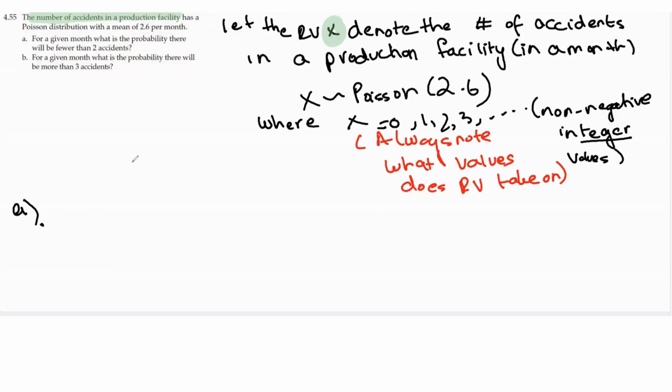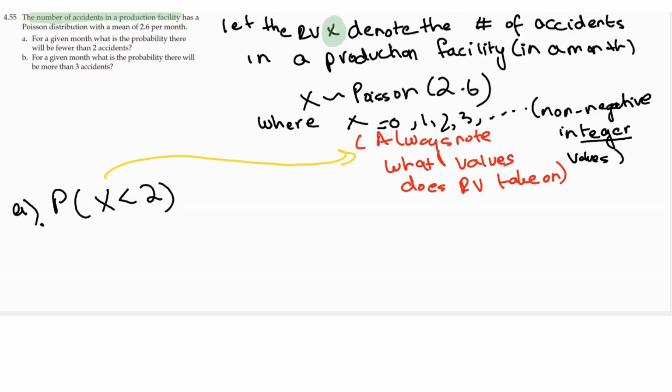For a given month, what is the probability there'll be fewer than 2 accidents? So we want to find the probability that X, where X denotes the number of accidents, is less than 2. Obviously now, for probability X is less than 2, we need to know what values it takes on, right? We need to know what values it takes on for me to know which values come in X less than 2. Because if you don't know what values it takes on, how would we know which values of X are less than 2? That's why it's important to keep in mind what values it takes on, so that we can identify which values X less than 2 would include.